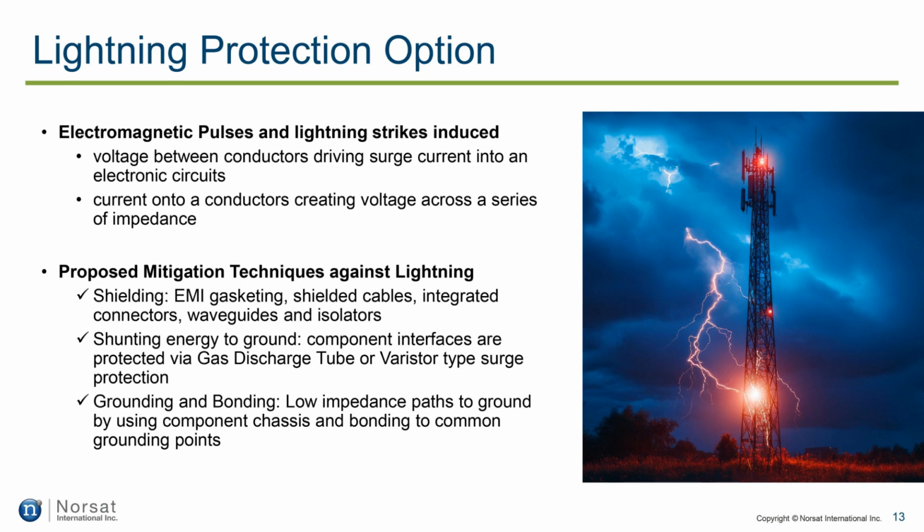This shielding prevents external energy from penetrating and damaging the system. Second, shunting energy to ground. Critical component interfaces are protected using gas discharge tubes, GDT, or varistor-type surge protection devices. These components divert excess energy safely to the ground, preventing it from reaching and damaging sensitive electronics.